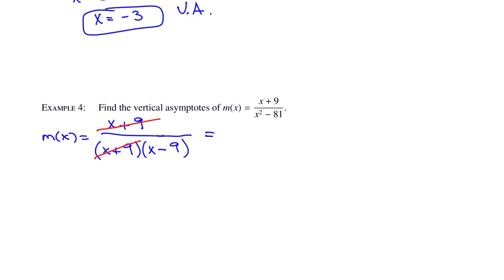And that leaves us with, there's nothing left on top, but we need a placeholder, so we're going to put a 1. And then the denominator had x minus 9. You take this reduced form of the rational function, set the denominator equal to 0, you get x equals 9, and that is your vertical asymptote.